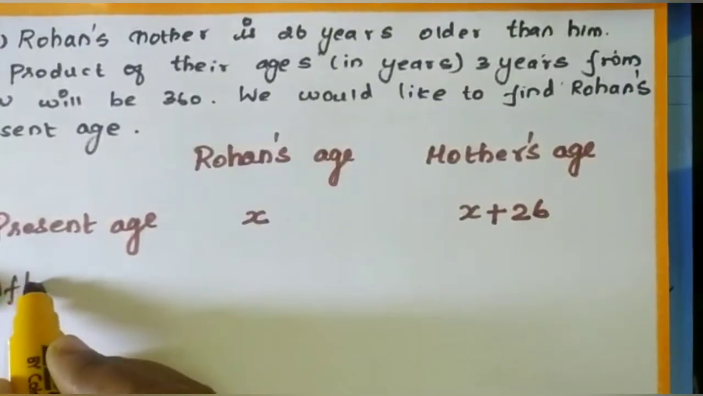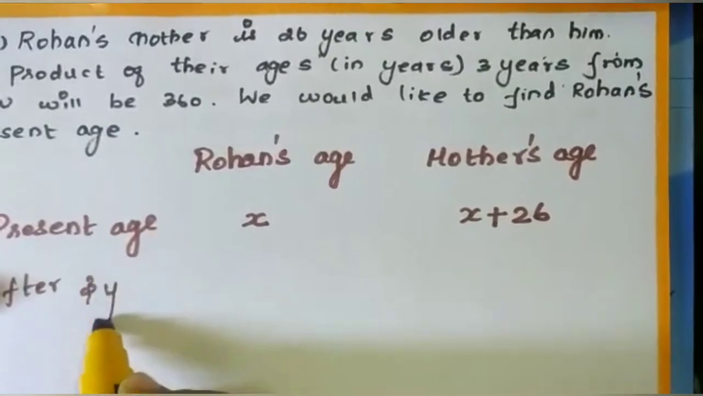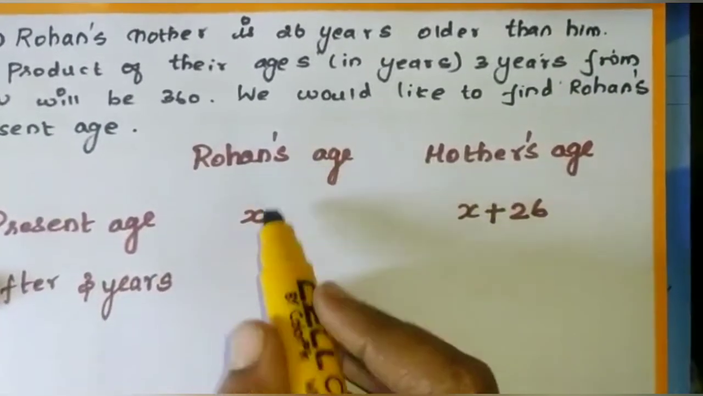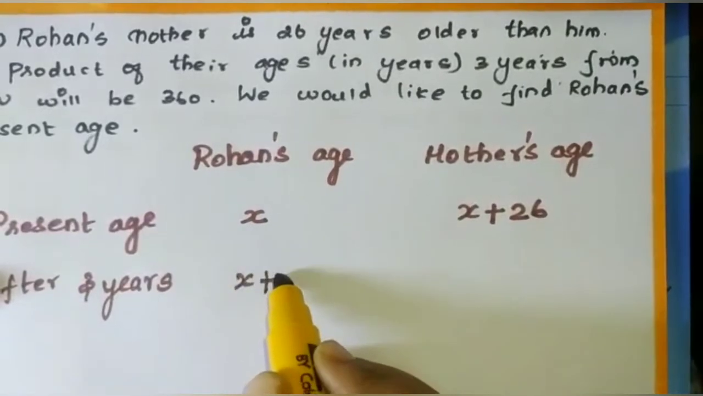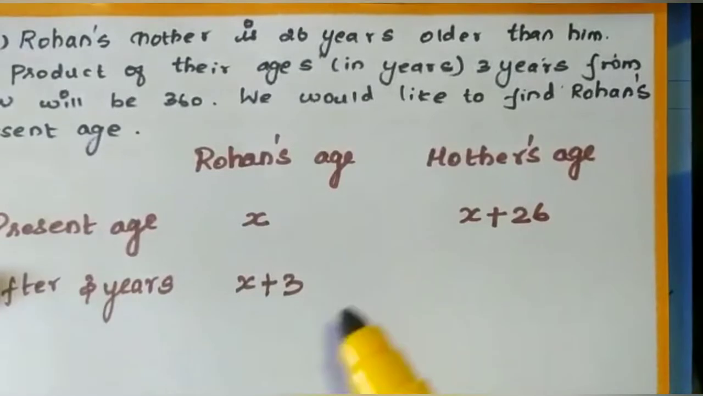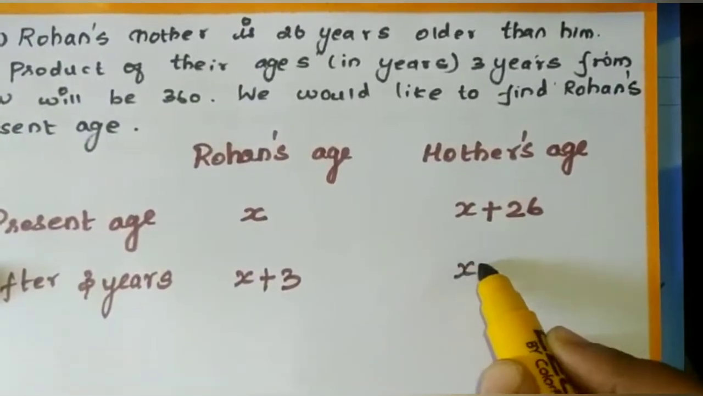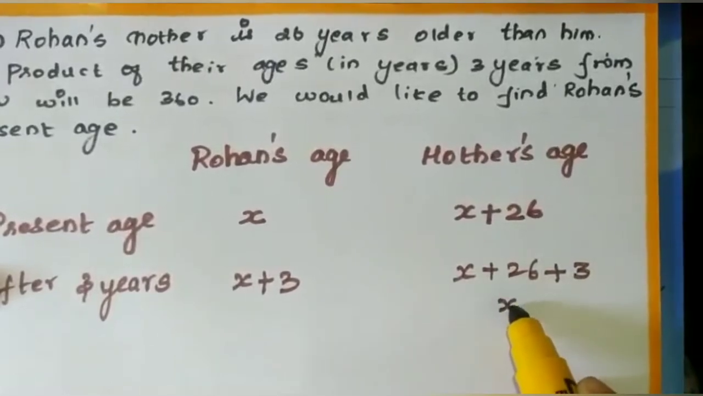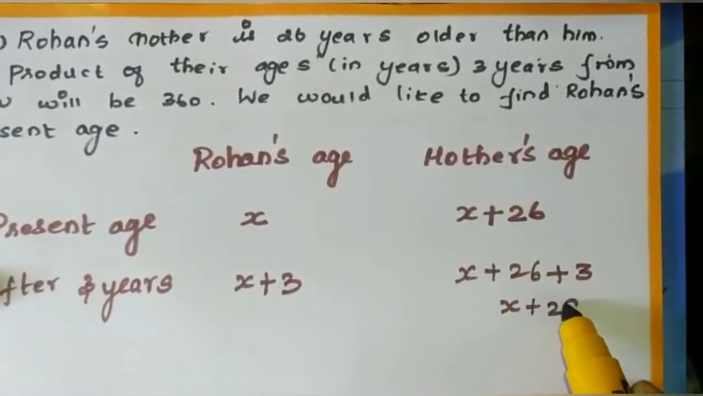After 3 years, age of Rohan is x plus 3. From now 3 years, so you have to add 3. And here x plus 26 plus 3 is x plus 29.